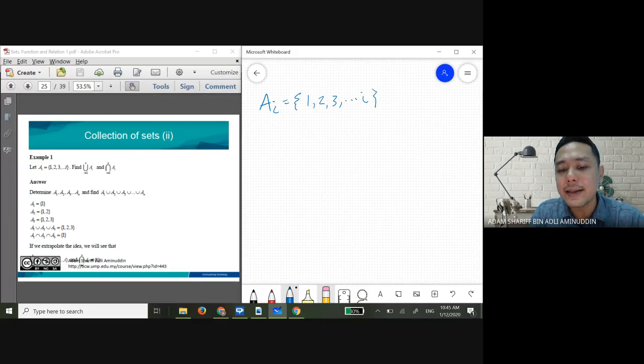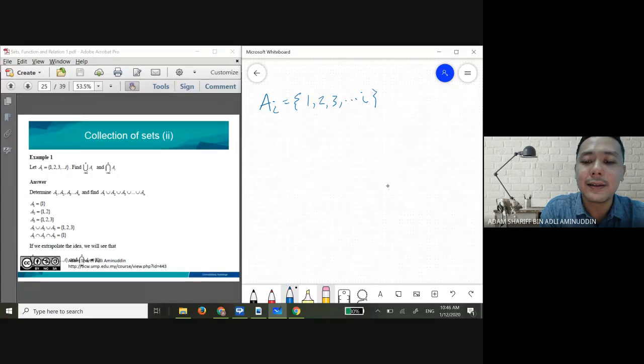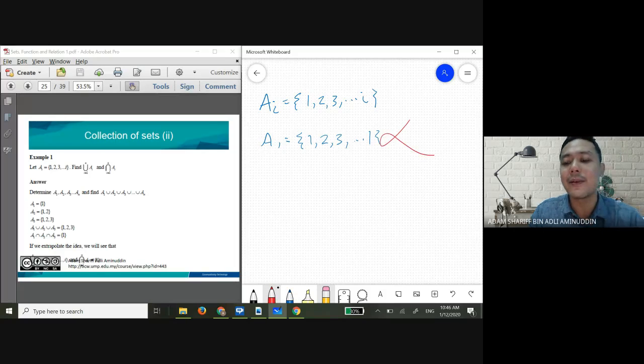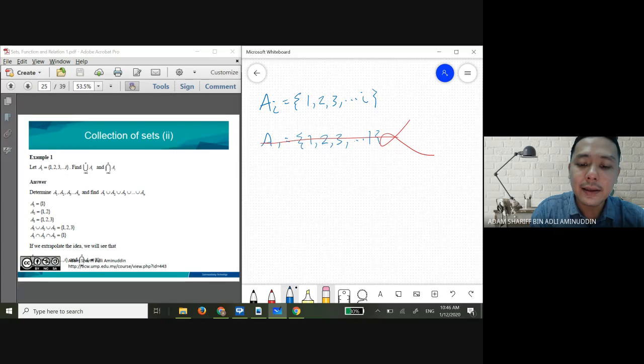And not surprisingly, banyak student kalau saya tanya apakah A1, dia orang dah silap. It's understandable because they will write like this. 1, 2, 3, 1. Ini salah sebenarnya. This is very wrong. Because that is not what it tells you. Actually, A1 is just 1.